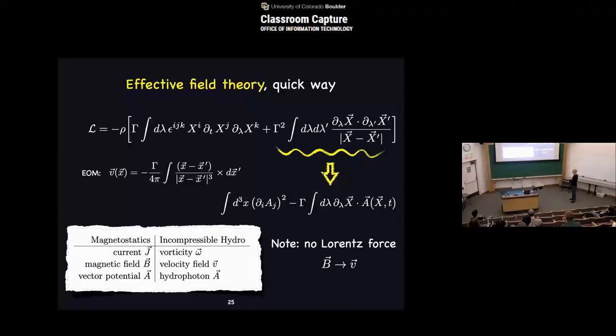But you see, the analogy is very, very precise, apart from the fact that the way the sources respond to this magnetic field is simpler than in magnetostatics. We don't have a Lorentz force. We have directly that the magnetic field is the velocity field of these sources.